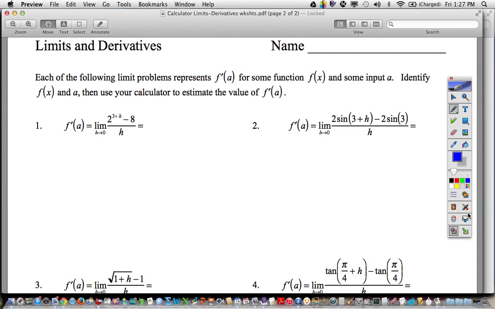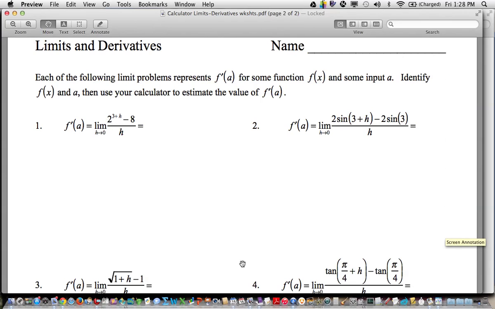All right, we've already done a little bit of this in one of your homework problems. We did it last week. It was the one that had the delta x in it. It was like number 35 on one of the assignments. So this says each of the following limit problems represents f prime of a for some function f of x and some input a. Identify f of x and a, then use your calculator to estimate f prime of a, meaning use a table, because these are limits. So we're looking at this.